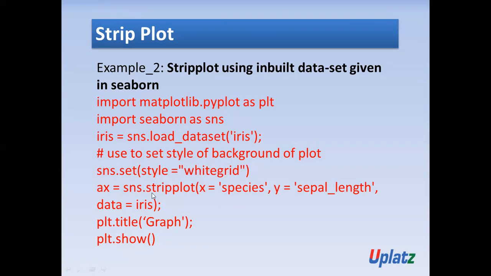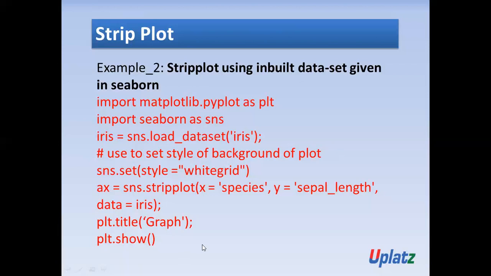Next point is you need to write this one, SNS.strip plot, Seaborn.strip plot. Now see here, x is equal to species. This means on the x-axis, I would like to have the values for the column species, and on the y-axis I would like to have the values for the column sepal underscore length, comma data is equal to arrays. What is this arrays? This variable. Got it? And then you can assign the title to your plot, plt.title graph, and then plt.show.